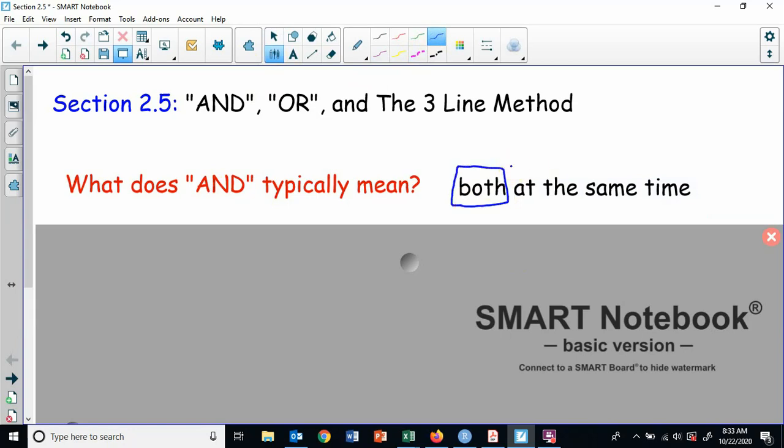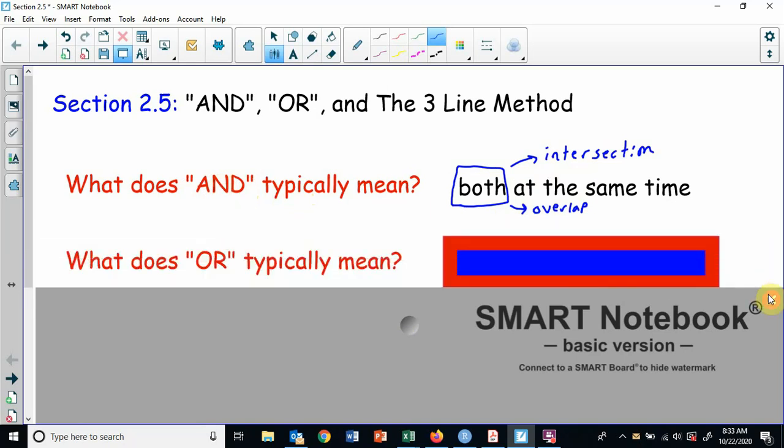The fancy mathematical word for this is an intersection, where both things are. Okay? Other people think of this as an overlap. And you'll see why all of these words make sense in a little bit when we jump into examples. So that's what and means, right? Both things are going on. Both things are happening. Well, what does the word or mean?